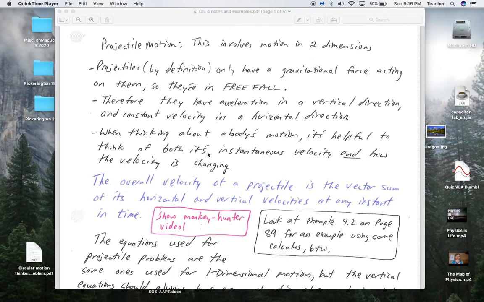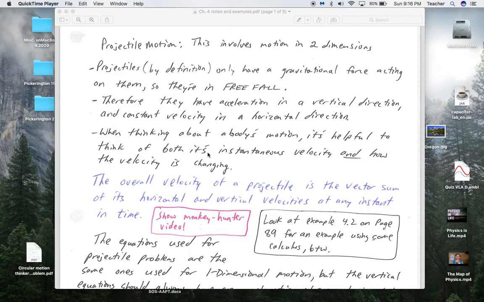And you might say, well, hi, Mr. Forrest, what about a projectile that's going up? It's still in free fall because it's still being acted on only by gravitational force. It could be going up, down, sideways, combinations of those, but if it's a projectile, it's in free fall.